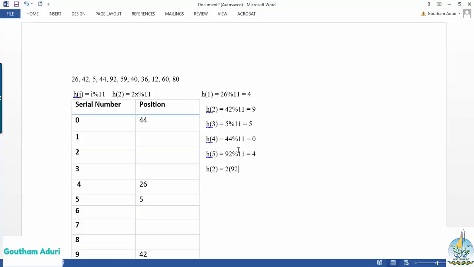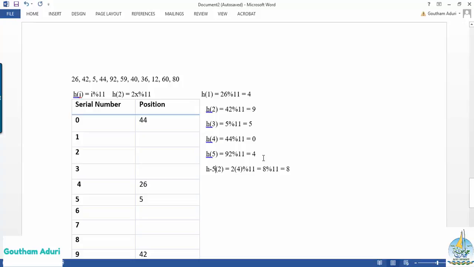Or you can just use this x value. No problem. 2 into 4 mod 11, so it's 8 mod 11. 8 is less than 11, so this is the first one, h of 5 of second. It's nothing but h of 5 of 2, the secondary hash function. This is the first hash function.